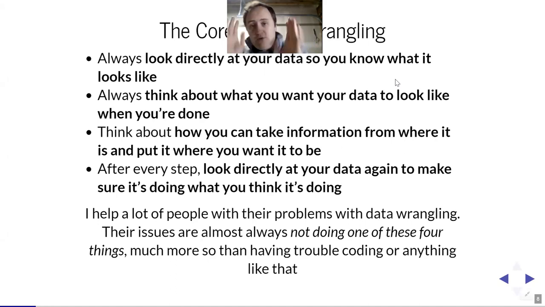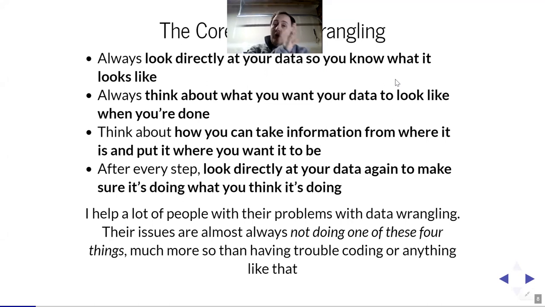Tip number one, always look directly at your data. Pretty much all data, you can look at it in sort of a spreadsheet format, and you should do that to make sure that you know what it looks like. Pretty much all of the tools that we're going to be using for data wrangling are going to depend on what the data looks like, right? You're going to take the data from where it is, and you're going to put it where you want it to be. So you have to know where it is to start. And if you don't look at your data directly, you're not going to know. You're probably going to write code that doesn't do what you think it's going to do.